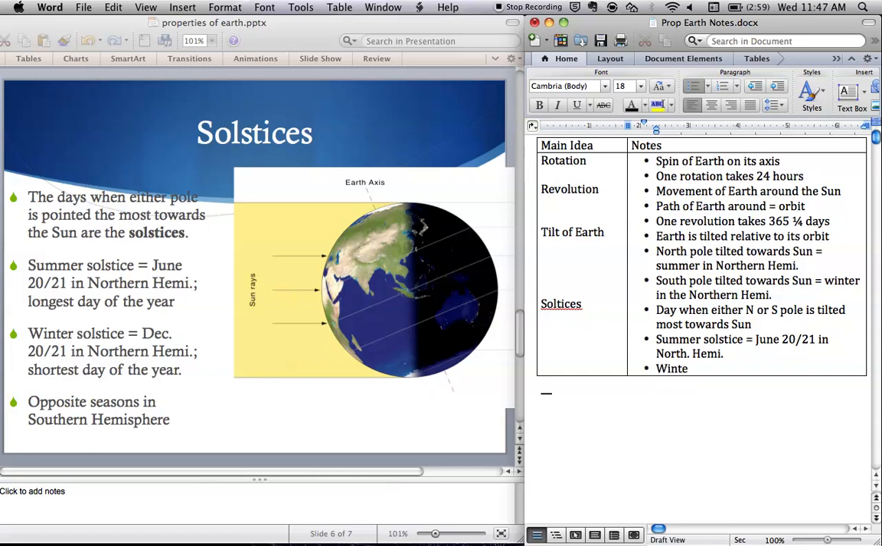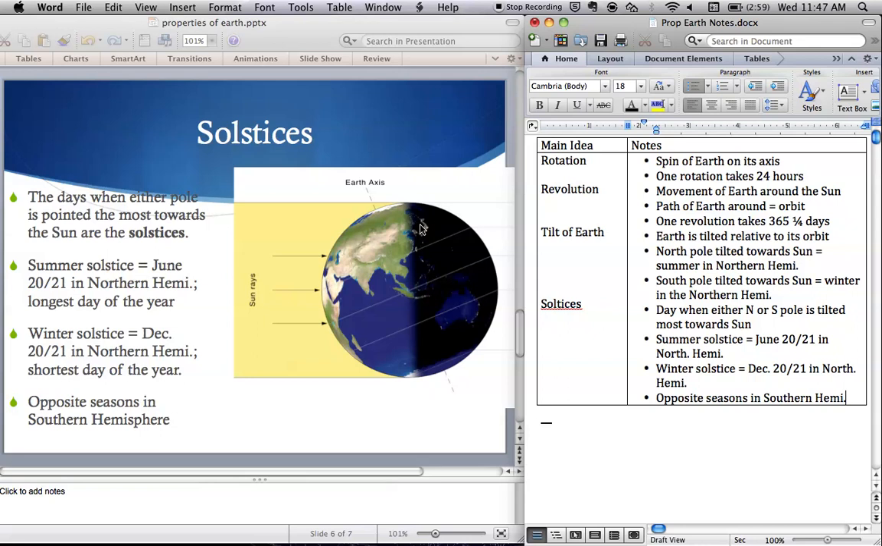And our winter solstice is December 20th or 21st. Which day it is depends on how the Earth is moving through its orbit that year. Whether we've had a leap year that year will affect whether it's the 20th or the 21st. And it's the opposite seasons in the southern hemisphere.